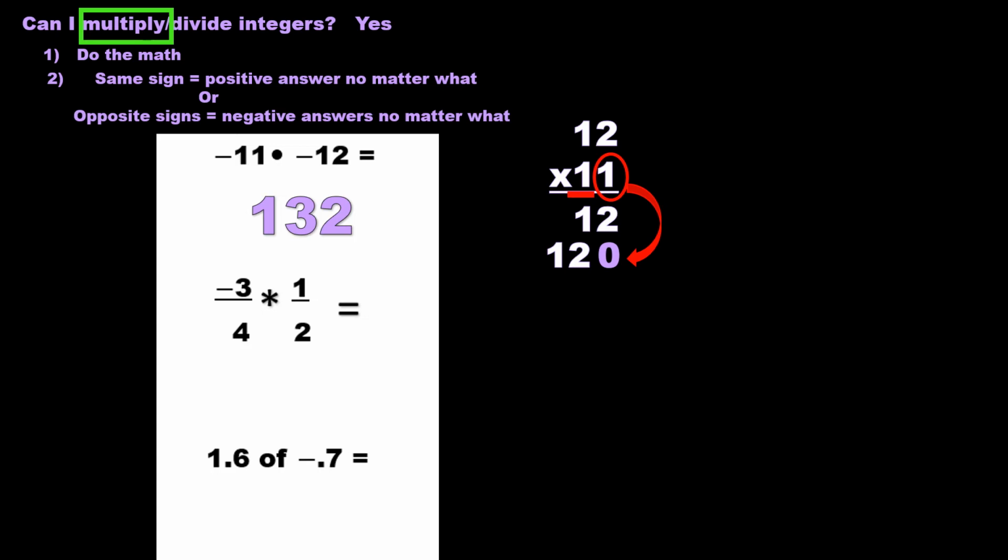So I did the math, but now I need to know what my sign is. I locate the signs in the math problem, and I notice they're both negative. Same sign tells me that my answer needs to be in the form of a positive integer.